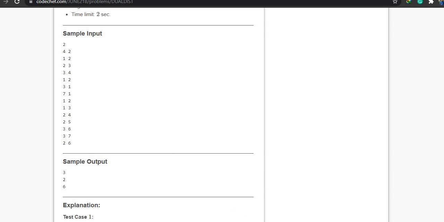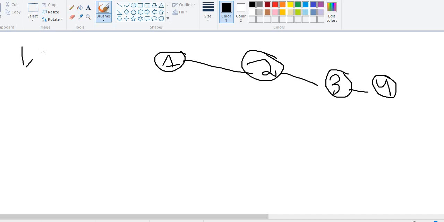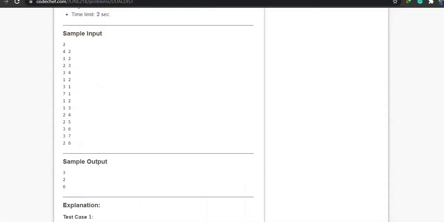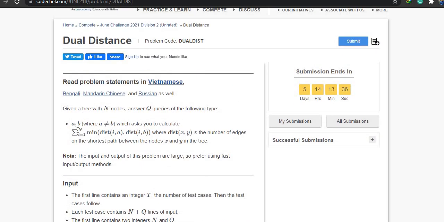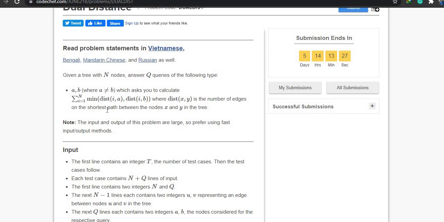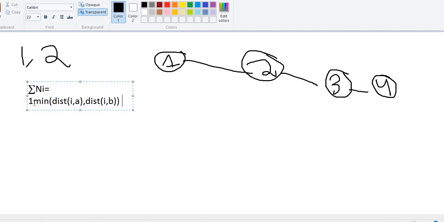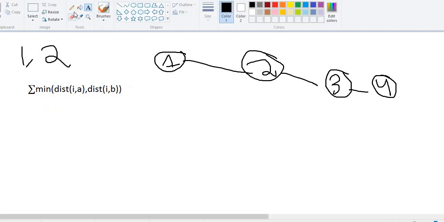So the first query is 1 2, and the equation is that we will check every node i, the minimum number of edges, the shortest path from node i to A, and likewise the distance from i to B. Okay, so here is the equation. So we'll discuss this query first.